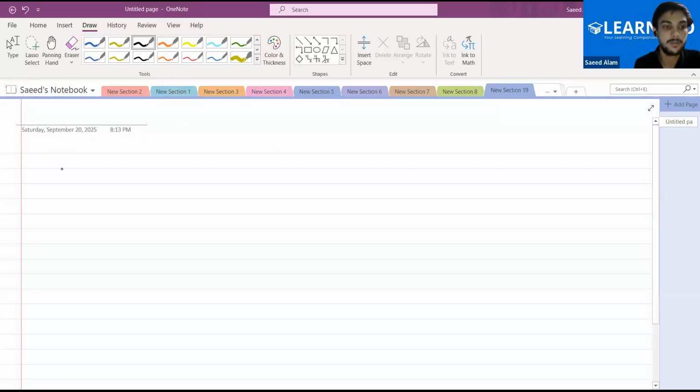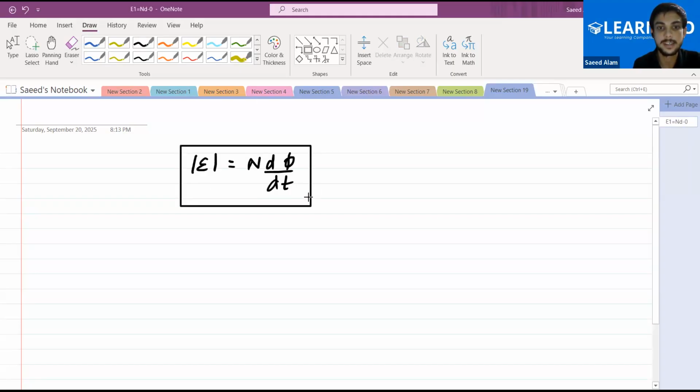Okay. So first of all, what we are going to see here is the Lenz law. According to the Lenz law, the induced EMF, from the Faraday law that we had seen before, is n times d phi by dt. Yes or no? What is this d phi by dt? That is the rate of change of flux.